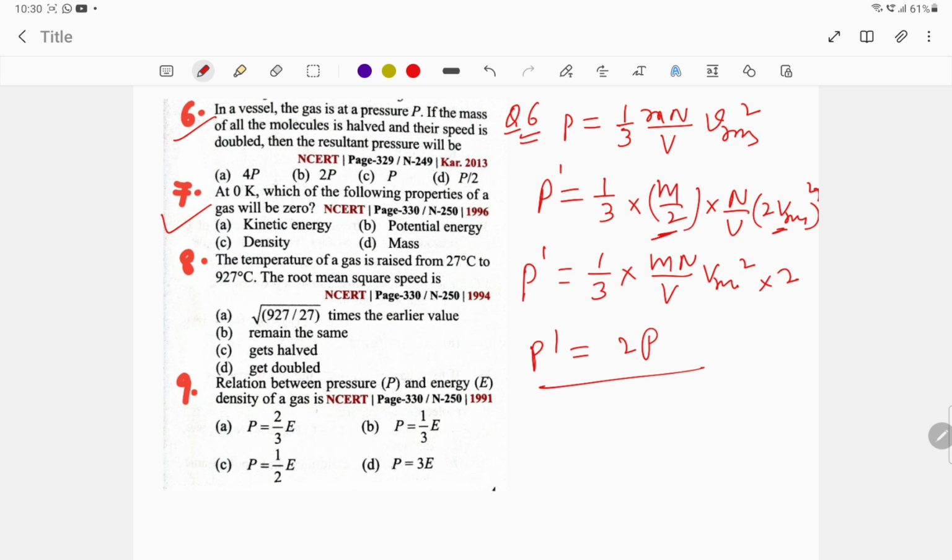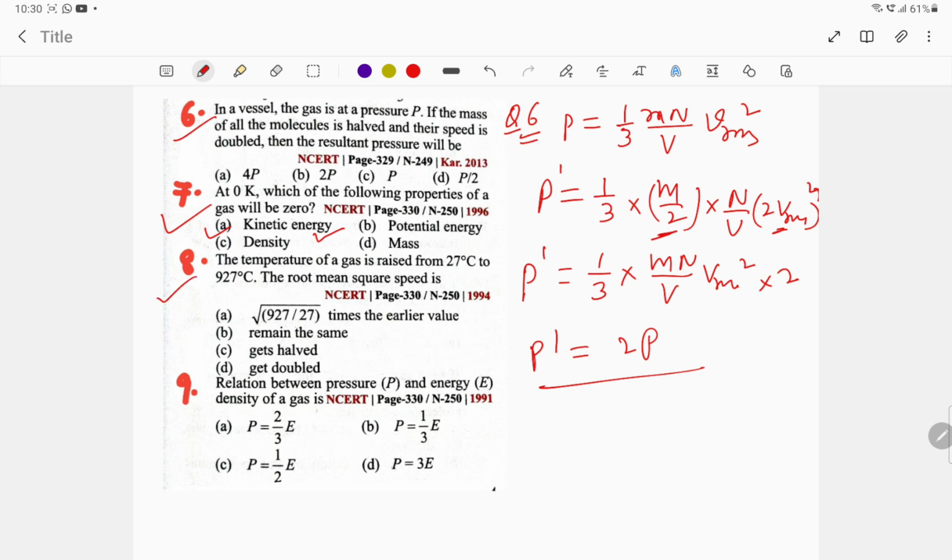Now question number 7. At 0 Kelvin, which of the following properties of a gas will be 0? So at 0 Kelvin, kinetic energy is 0. The kinetic energy is the molecular motion, and it stops, it ceases. So A part is the correct answer.